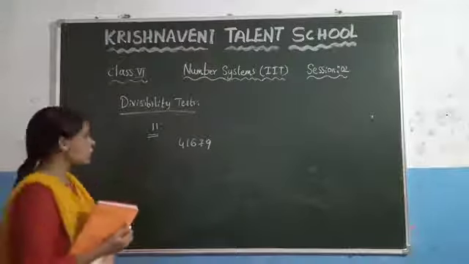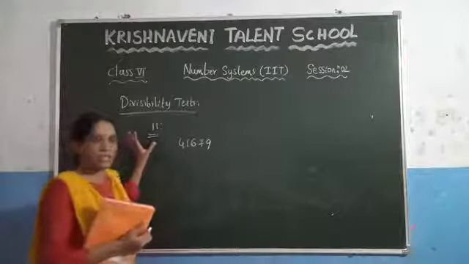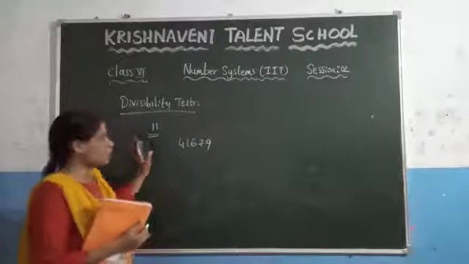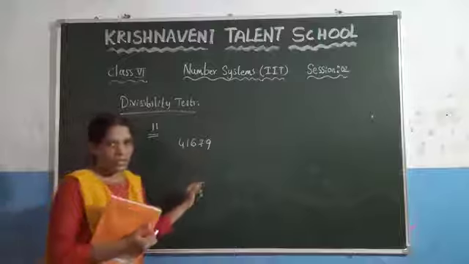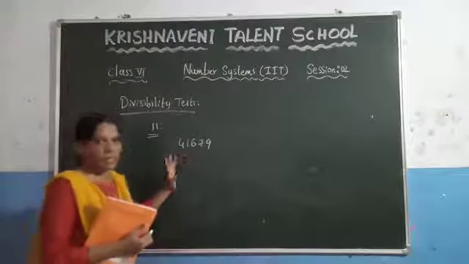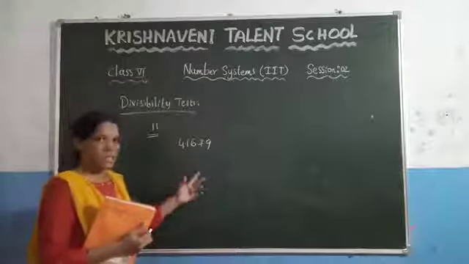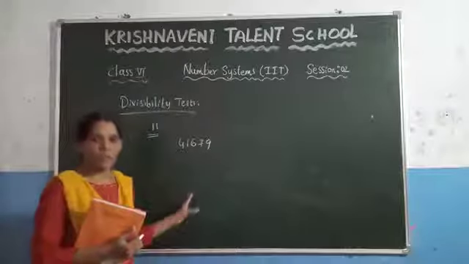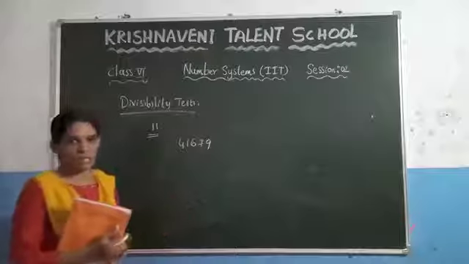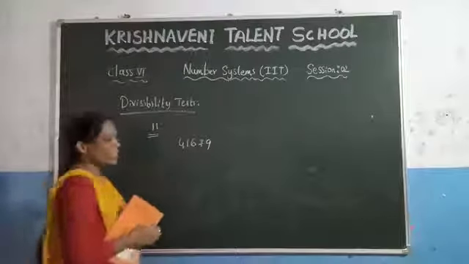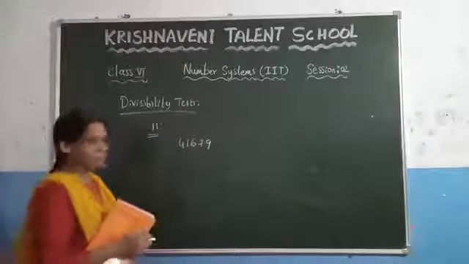So again, if you want to check whether the given number is divisible by 11, you need to take the sum of the odd digits and the sum of the even digits, and subtract those two. If the result is either 0 or divisible by 11, we can say that the given number is divisible by 11. To understand this, let us consider one example here.